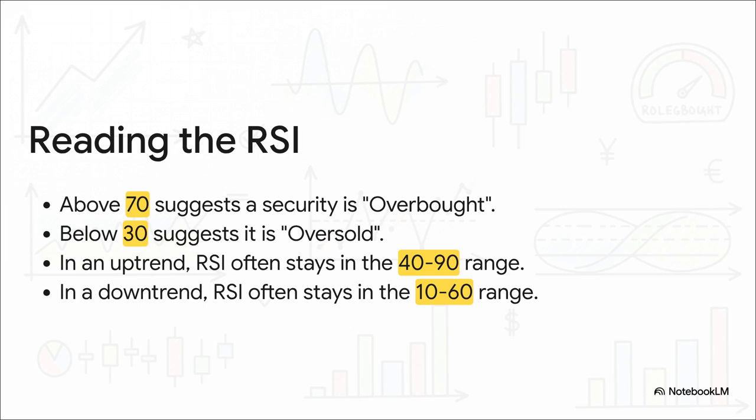But, and this is a really big but, this isn't a magic signal. In a super strong trend, something can stay overbought for a long time. So think of these levels less as a command to buy or sell, and more like an alert. A little alarm bell telling you to start paying very close attention.